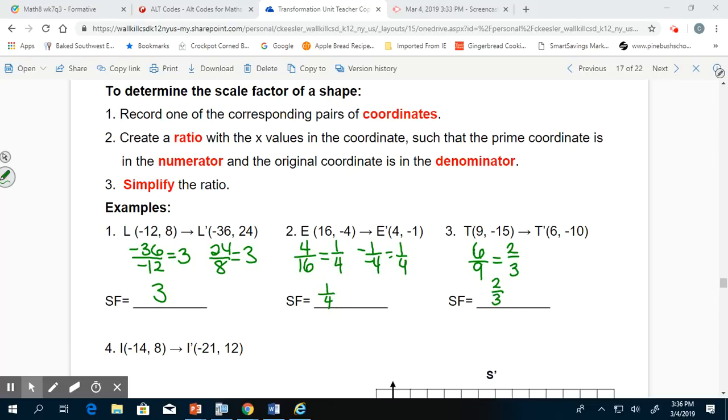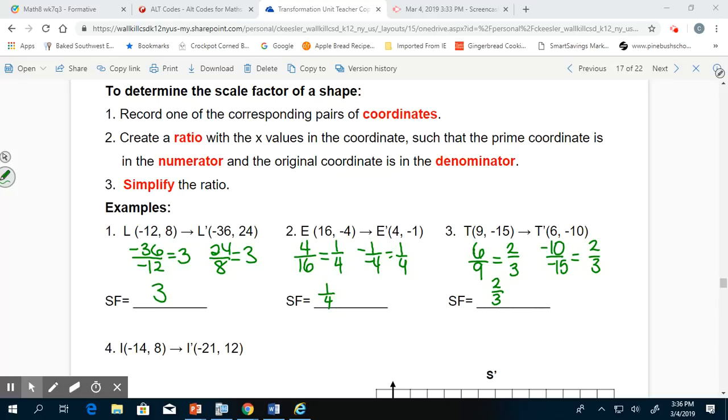I'm going to check it with the y part of the coordinate, negative 10 over negative 15. Again, 10 is not divisible by 15, so I'm going to simplify, and I know 5 goes into both of those. A negative over a negative makes it a positive. 10 divided by 5 is 2, and 15 divided by 5 is 3. So again, I verified that my scale factor is 2/3.